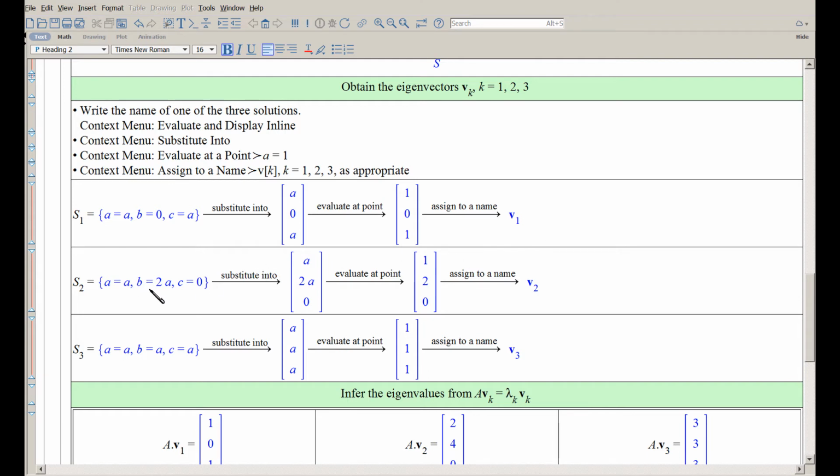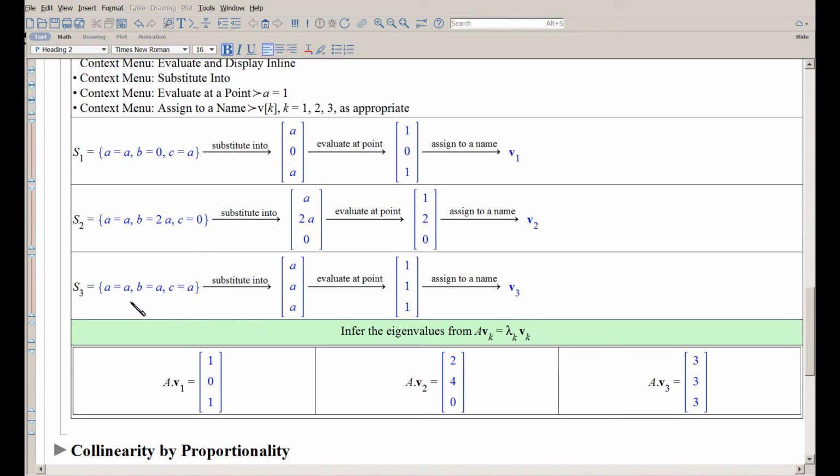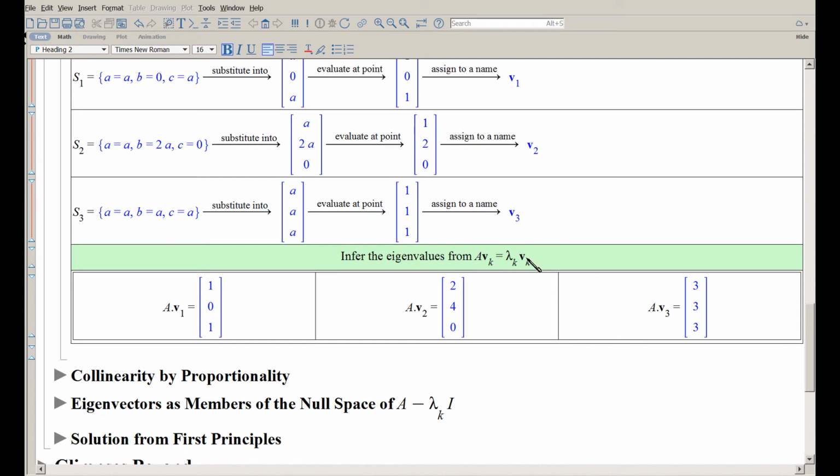Then I do the same thing with the second solution. Substitute it into x, and I get a, 2a, and 0. I can set a equals 1, which is equivalent to factoring out the a, and I get 1, 2, 0, rather than the 1, 1/2, 1 that Maple got earlier. Call that v2. And then the third solution, I get a, factor out the a, set it equal to 1, I get 1, 1, 1. I'll call that v3.